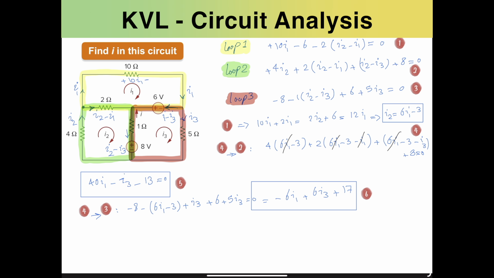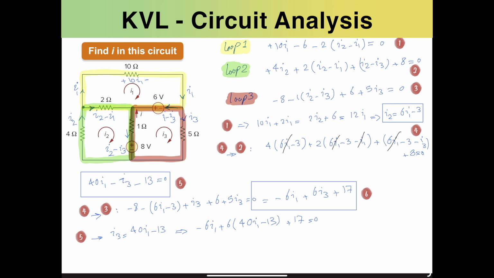So using equation number 5, we have i3 equals, no, it would be 40i1 minus 13. And now replace that in equation number 6. We would have minus 6i1 plus 6i3. So instead of i3, we have 40i1 minus 13 plus 17 equals 0.